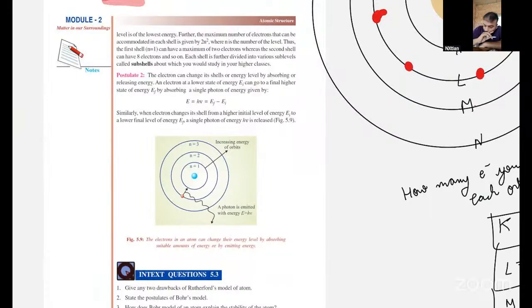Further, the maximum number of electrons that can be accommodated in each shell is given by 2n squared, where n is the number of the level. Thus, the first shell, n equals 1, can have a maximum of 2 electrons, whereas the second shell can have 8 electrons, and so on. Each shell is further divided into various sub-levels called subshells, about which you would study in your higher classes.